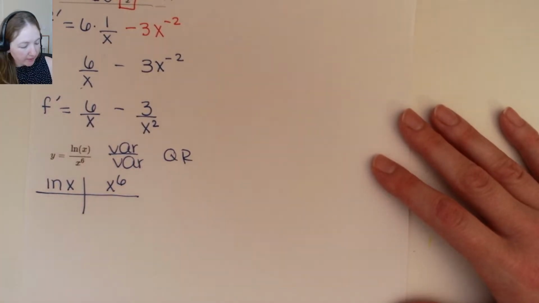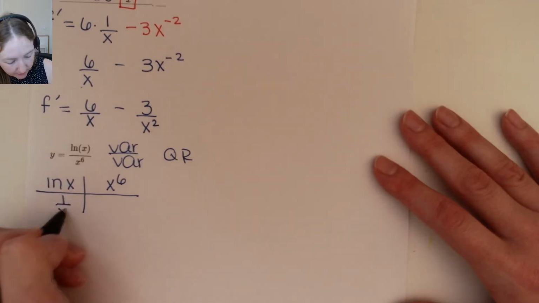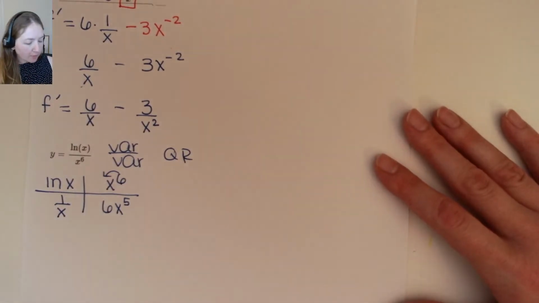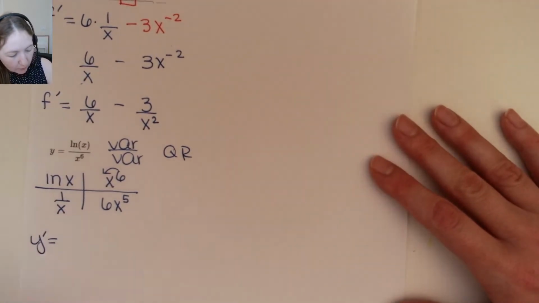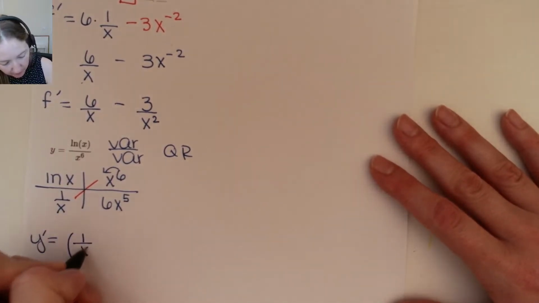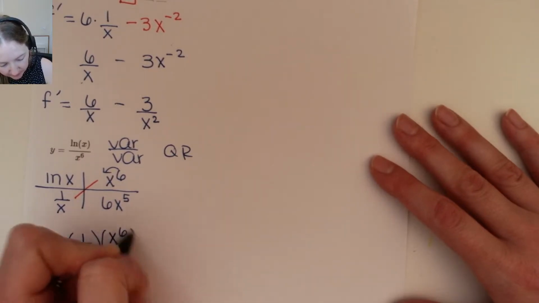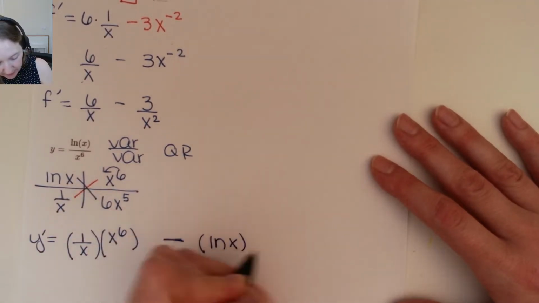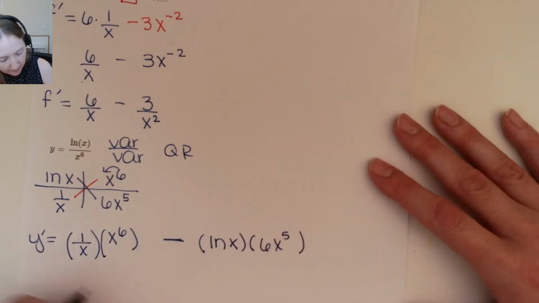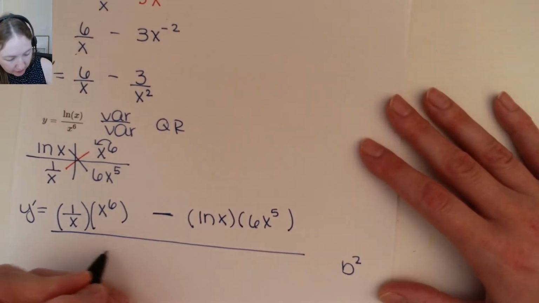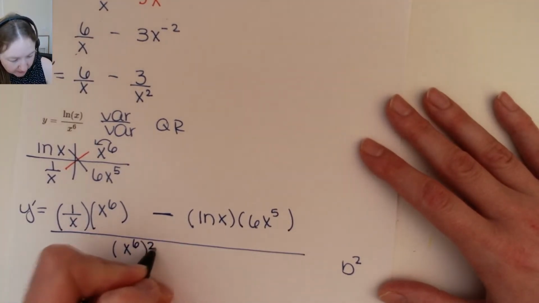The natural log x, again, that's going to be our u prime over u rule, or simply 1 over x. And then our x to the 6 will go to 6x to the 5th. Plugging into the quotient rule, we will have this first diagonal, and we'll plug in with parentheses. So 1 over x times x to the 6, and then minus this diagonal. So natural log x times 6x to the 5th. And then that is over the bottom squared for our quotient rule. So bottom squared here is x to the 6 quantity squared.